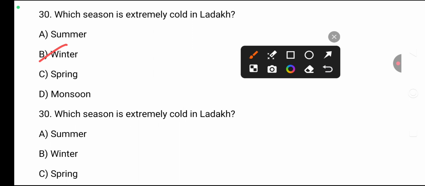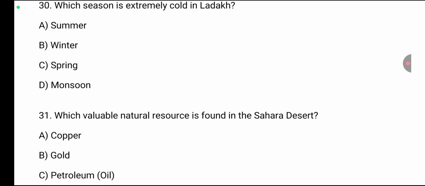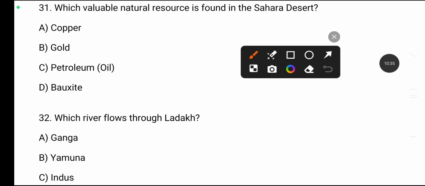Okay. Now moving on to question number 31. Which season is extremely cold? It is winter season. Okay. Now moving on to another question 31. Which valuable natural resource is found in the Sahara Desert? Copper, gold, petroleum, and bauxite. Answer will be C. Petroleum. In the Sahara Desert we can find petroleum.